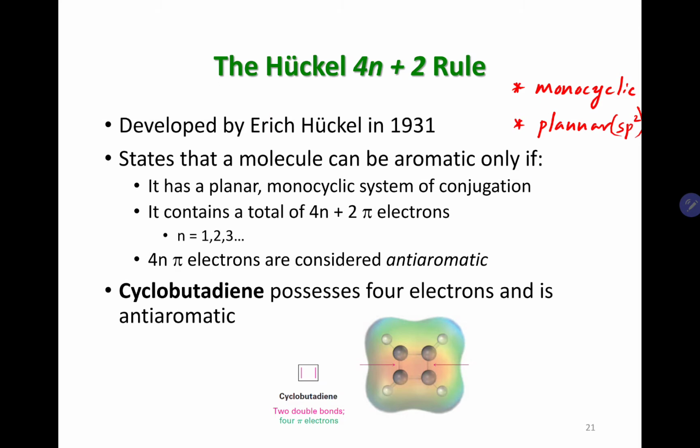And also you will need conjugated pi electrons, a conjugated system. The pi electrons should be moving from one bond to the other. Those are the first three checklist items. But the most important checkpoint will be the number of pi electrons.